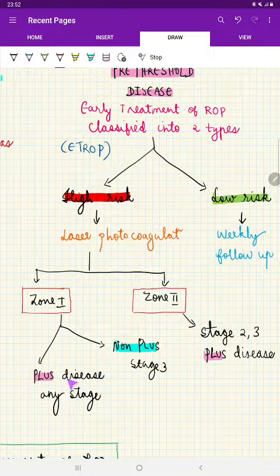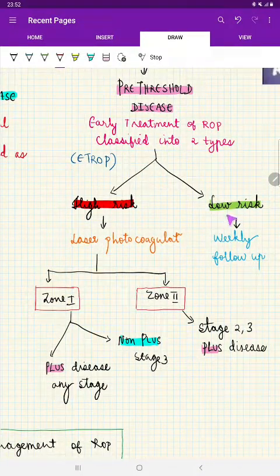A plus disease of any stage in zone 1 or non-plus disease of stage 3 in zone 1 is high risk. Or zone 2 with stage 2 or 3 plus disease is also called high risk. Okay, this is important. So pre-threshold disease is of two types, high risk and low risk. In high risk: zone 1 plus disease, zone 1 non plus stage 3, zone 2 stage 2 and 3 plus disease. This is all about the pre-threshold.